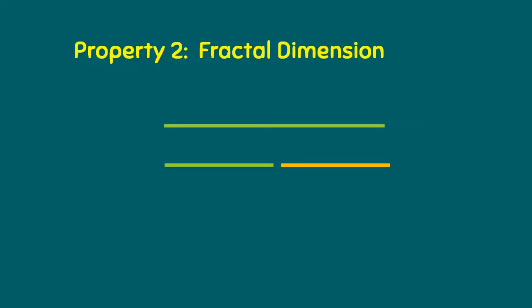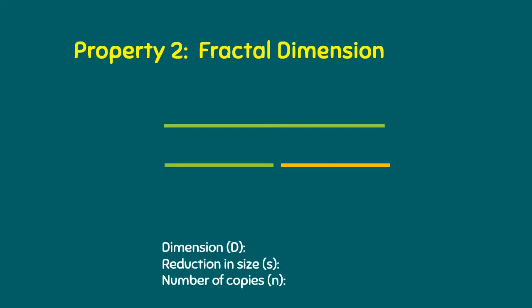The second property of fractals is that they have a fraction as a dimension. What do I mean by that? Let's start with a one-dimensional figure. I have here a line, and I divided the line into two equal parts. Basically, they are the same lines, except that each is a smaller version of the original. The dimension of our figure is 1. Since we divided the original line into two equal parts, the reduction in size is 1/2. The number of copies, or N, is equal to 2, because we ended up with two smaller figures similar to the original figure.